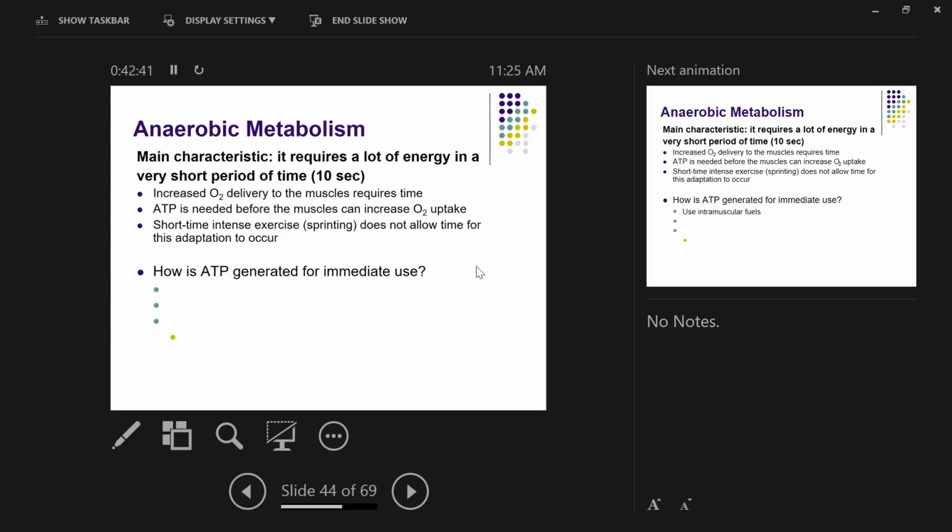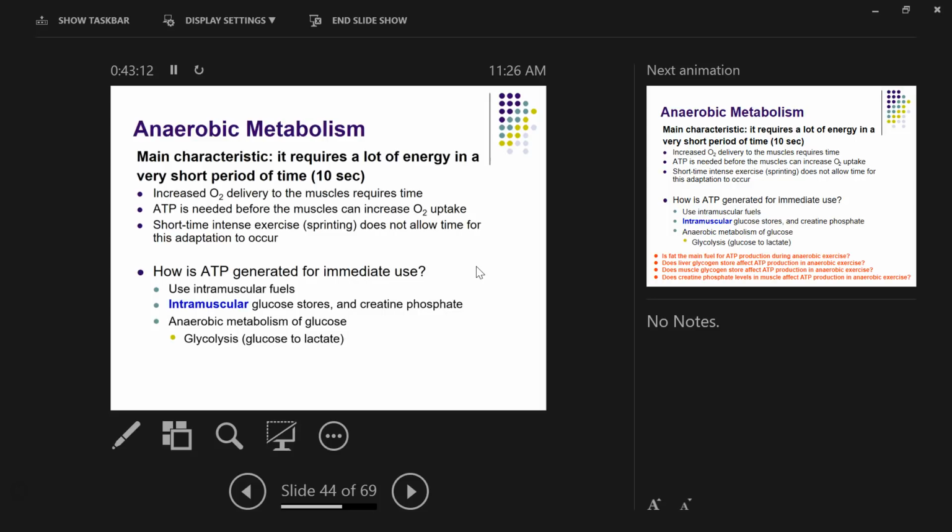So that means the muscle will have to utilize the stored energy within the muscle, right? So the energy fuels that are utilized for anaerobic exercise for ATP production mainly are intramuscular glucose, that means muscle glycogen, and also creatine phosphate, right? So these are the two important energy fuels for anaerobic exercise, right? Muscle glycogen and creatine phosphate. Why not liver glycogen?